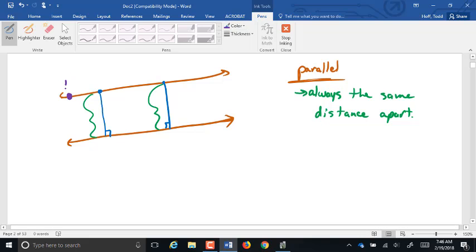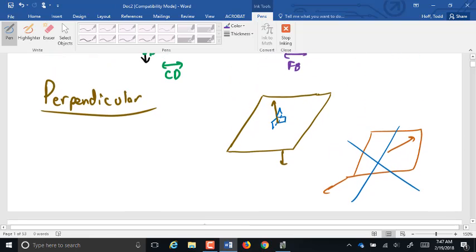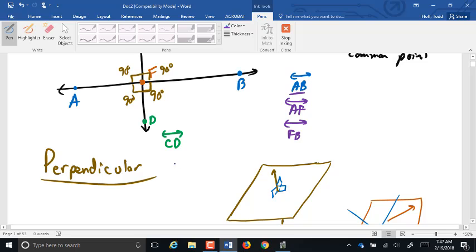So I might have this as being line AB, this here as being line CD. I would have line AB is parallel to line CD. Of course, up here for the perpendicular, line AB, that upside down T is perpendicular to line CD.